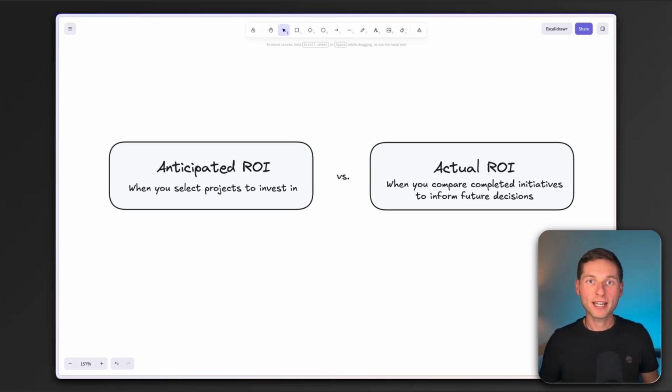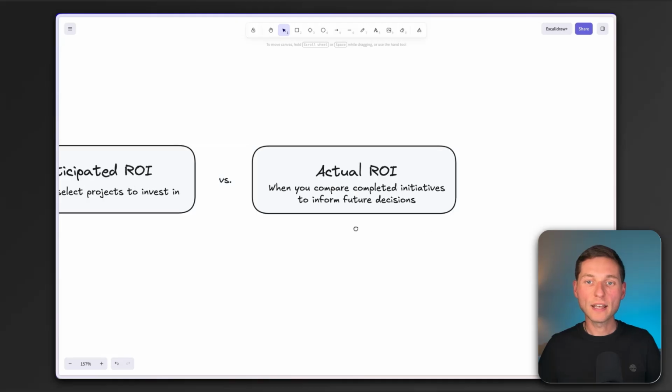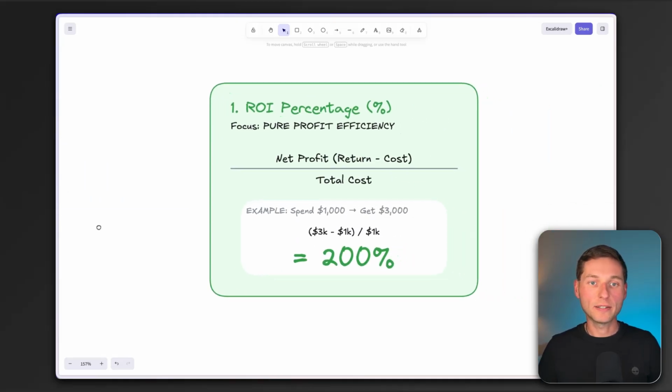So let's get started. There are two forms of ROI that depend on when you actually calculate it. First, there is the anticipated ROI, which is used when you select projects you want to invest in. And then there is the actual ROI, which you use when you compare completed initiatives to inform future decisions. And how is ROI actually calculated?